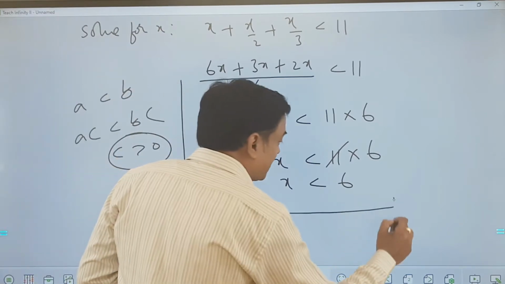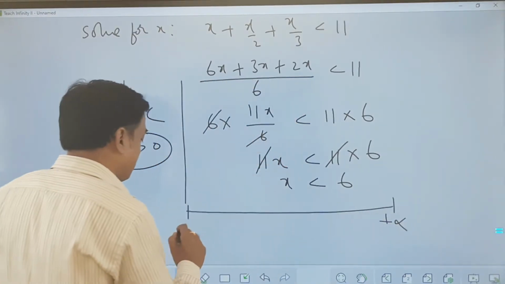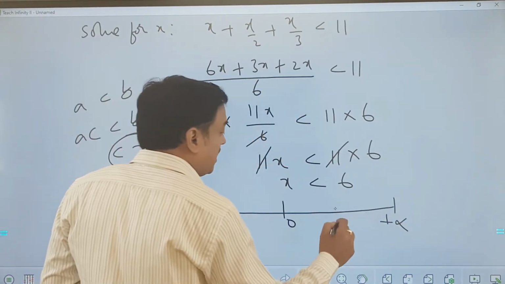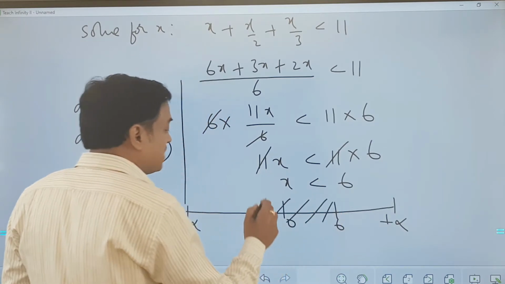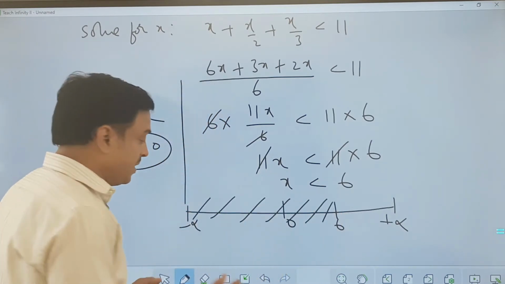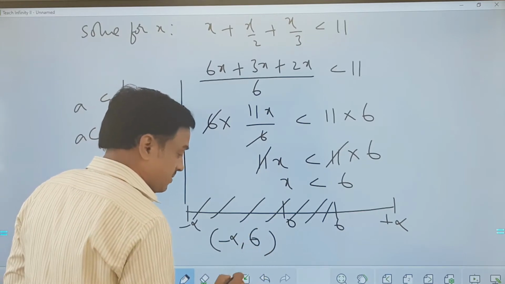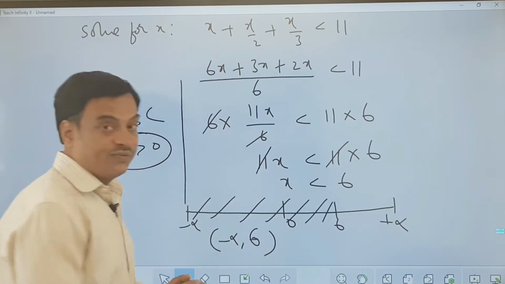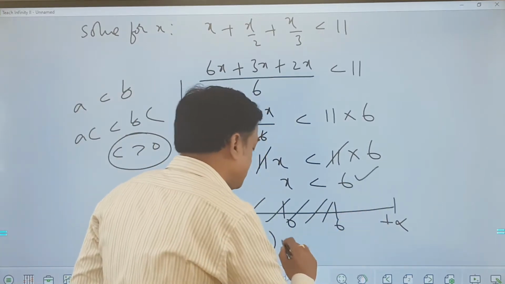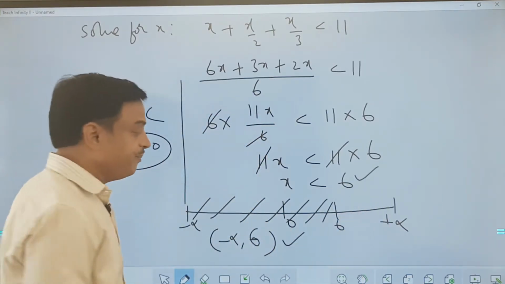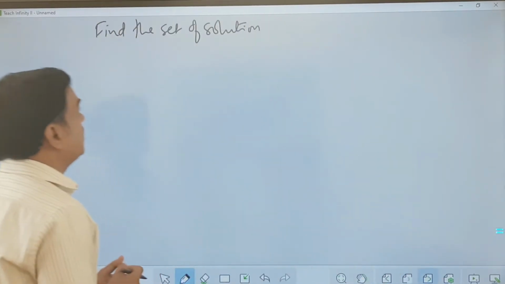On the graph, it can be taken as minus infinity, plus infinity, 0, 6 here, and all the values excluding 6 are the values. You can write the same thing in brackets: minus infinity to 6 over here. So that should be the answer for you. The answer should be either this or this in the options. Fair enough? So let us move on to the other question here, all of you.